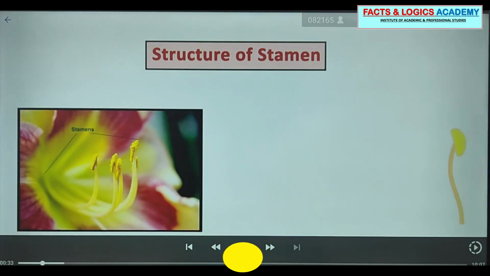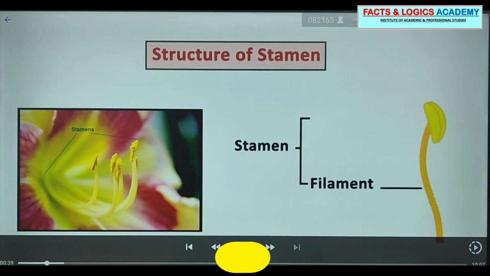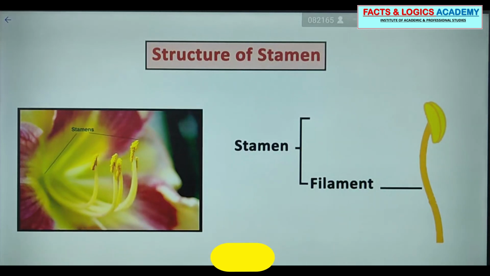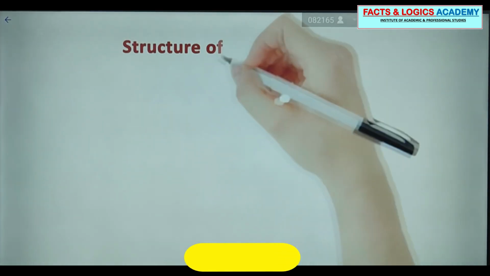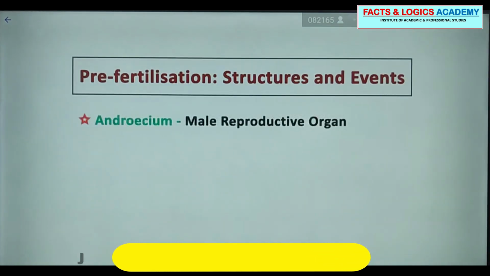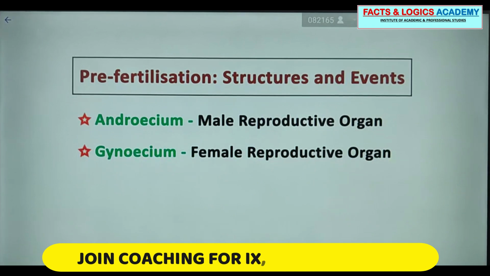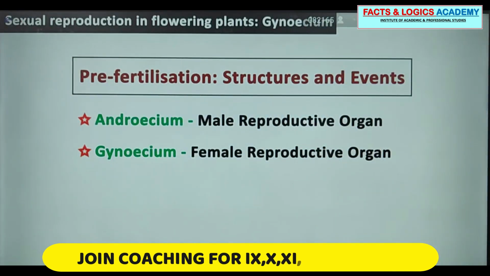The stamen comprises two parts, a long and slender stalk called filament and the terminal, generally a bilobed structure called the anther. Along with this, we also learned about the structure of pollen grains. Now, continuing the topic pre-fertilization, structures and events, in this module, we will discuss gynoecium, the female reproductive organ.